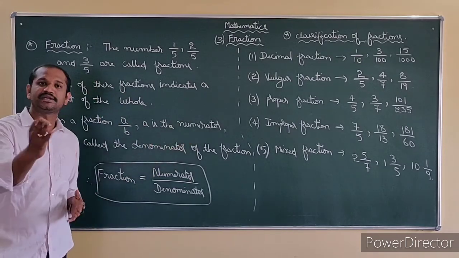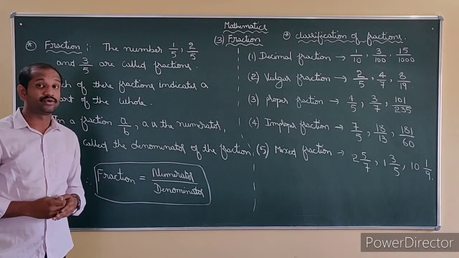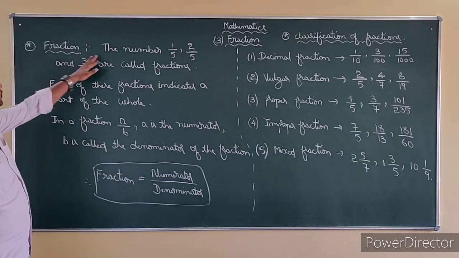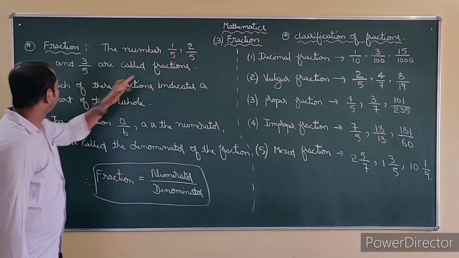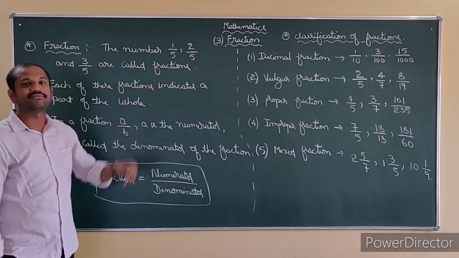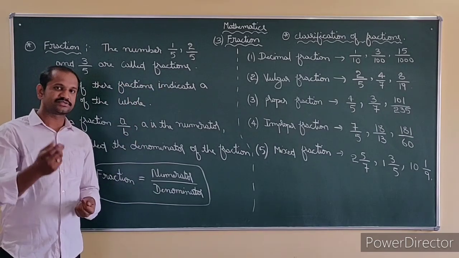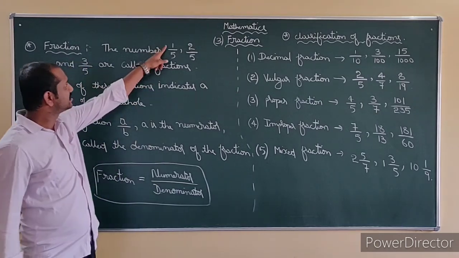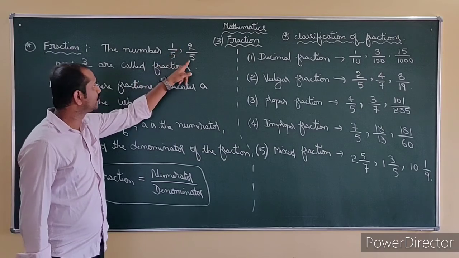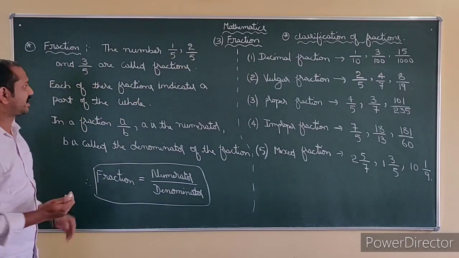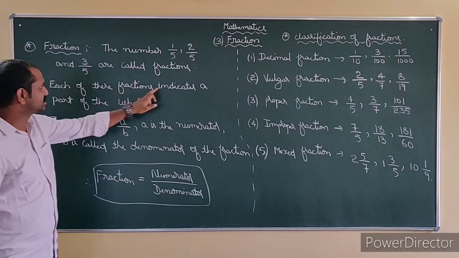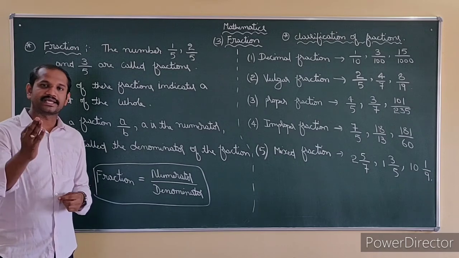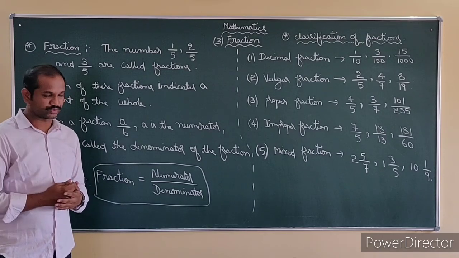I have done one video on this in the bridge course, the fractions. Same thing I am going to repeat once again. That is, the numbers 1 by 5, 2 by 5 and 3 by 5 are called fractions. You all know that a fraction means it will not be a whole number. It will always be in this A by B form. Each of these fractions indicates a part of the whole. What it is, I have explained in the bridge course video, please go through it.